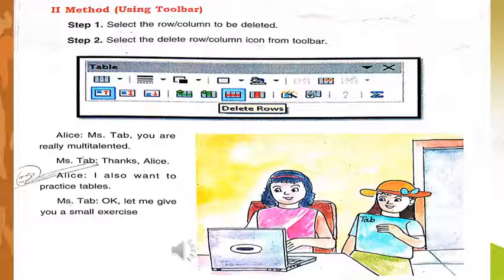Another method is using a toolbar. Step one, select the row or column to be deleted, and step 2, select the Delete Row or Delete Column icon from the toolbar. In this way you can insert or delete rows or columns in the table.